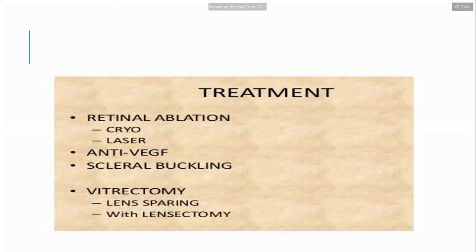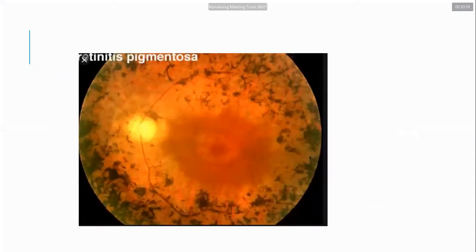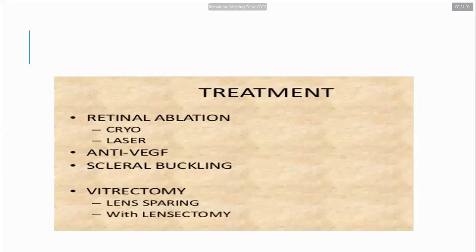So there are different varieties of treatment depending upon the clinical features you have seen: retinal ablation with cryo or laser, anti-VEGF therapy, scleral buckling for retinal detachment, vitrectomy, and lens sparing or with lensectomy. Okay. The treatment portion is not much necessary for you. Rather, you have to understand what ROP is, what the pathogenesis of ROP is, and the staging and zone, which will give you the clinical features of ROP. The treatment is more or less the same as that of retinal detachment.